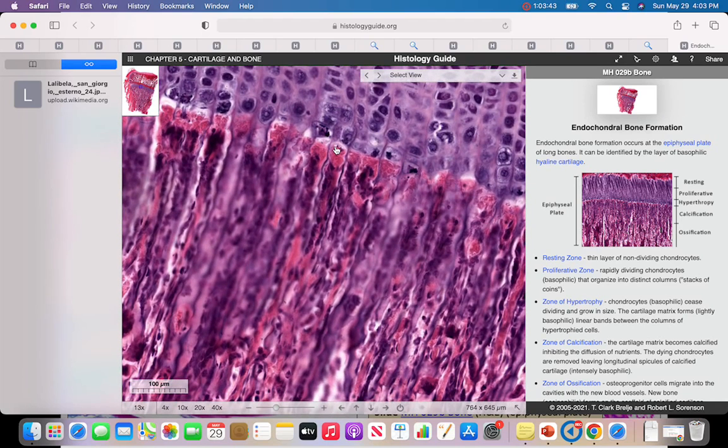The fifth zone is the zone of resorption or zone of ossification. Now, blood brings osteoblasts and osteoclasts to this area. So osteoblasts will begin to produce bone tissue, and osteoclasts will resorb unwanted part. So the fifth zone is the zone of ossification. Here we can see these low cuboidal cells, which are osteoblasts, and you can also see it here. These are osteoclasts.